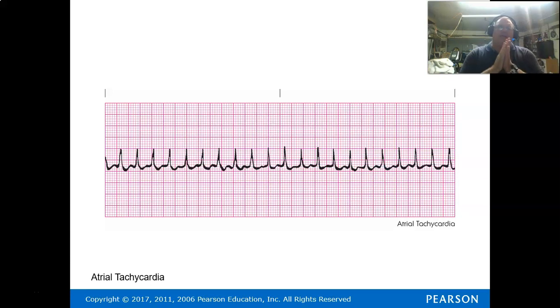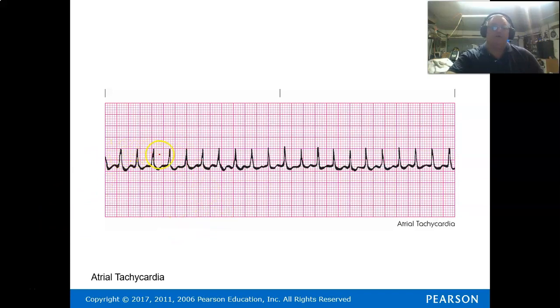My point to that is that if you've got a narrow complex, if it's above what that patient's sinus rhythm is, I'd much rather you call it atrial tachycardia than supraventricular tachycardia. Can you call it supraventricular tachycardia if it's above 150 beats a minute? The answer is yes. However, I'm more of a fan of, if I know what the heart rate is, I can probably discern what it is for this patient.